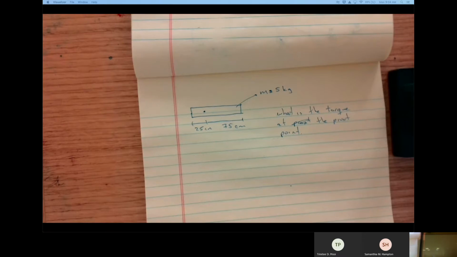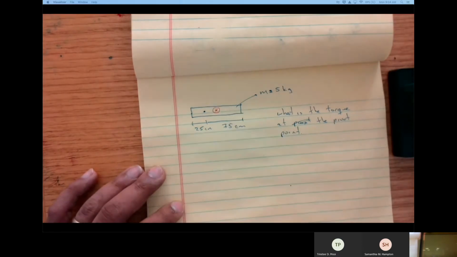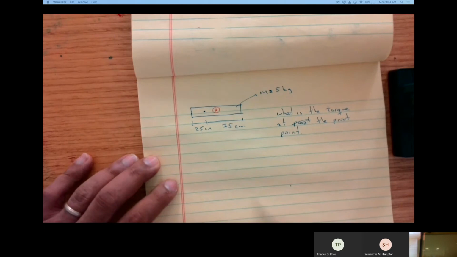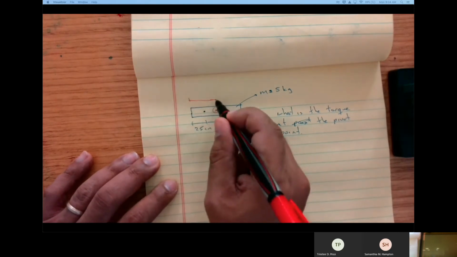There you go. So tell me, where is the center of gravity of this? It's gonna be in the middle. It's gonna be in the middle, okay? So it's gonna be right here in the middle. So if this is 1 meter, this is gonna be 50 centimeters.